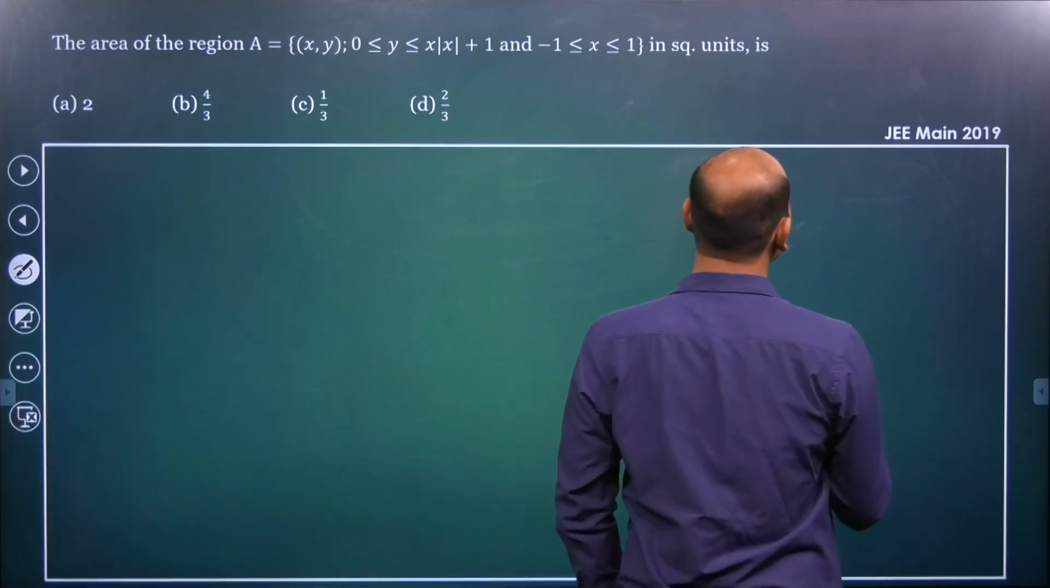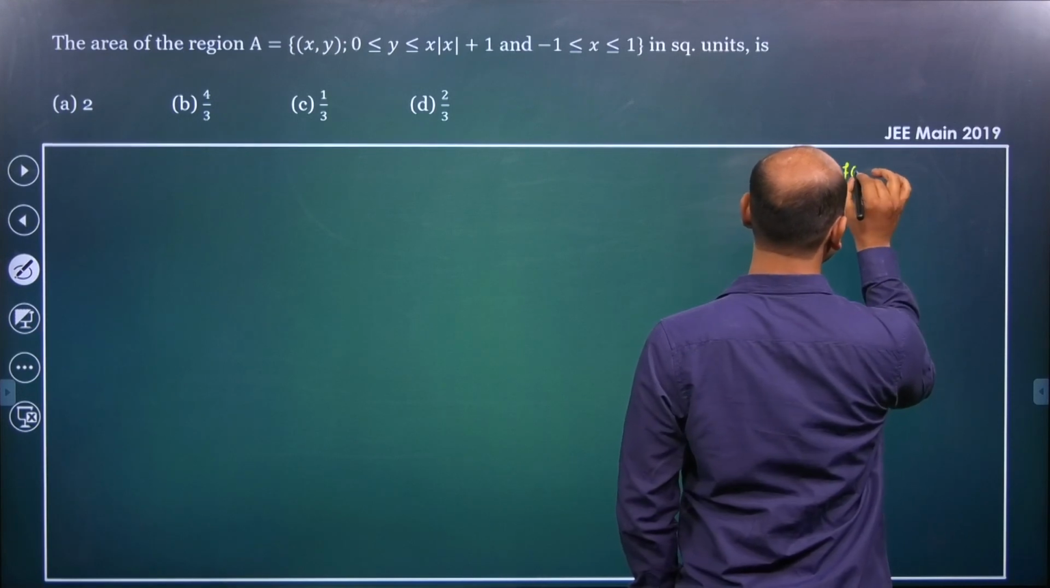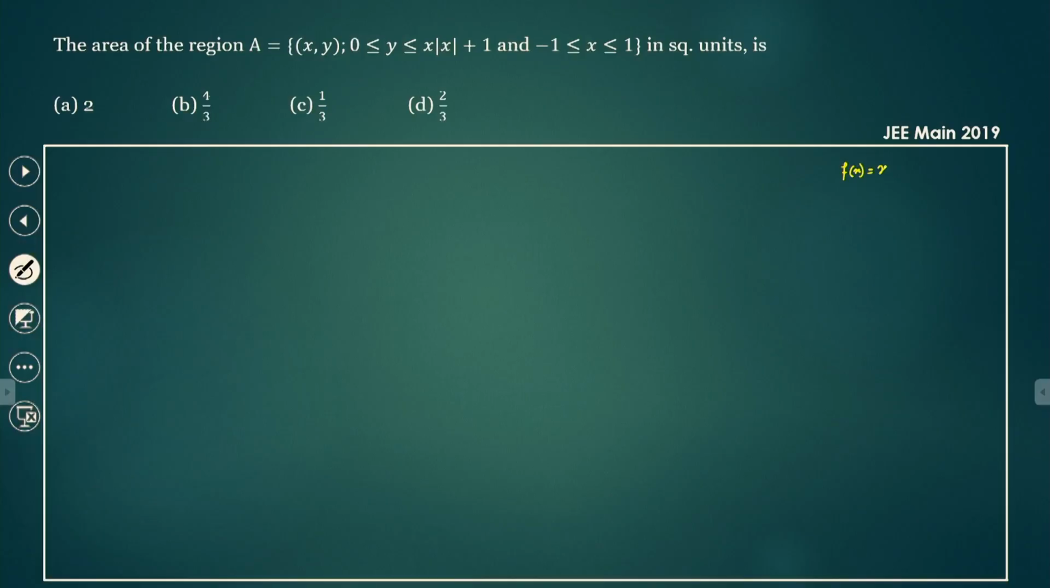So let us try to observe that curve. Let us consider the function f(x) = x(|x| + 1). That gives x squared plus 1 if x is greater than or equal to 0, and minus x squared plus 1 when x is less than 0. That's the definition of this function.